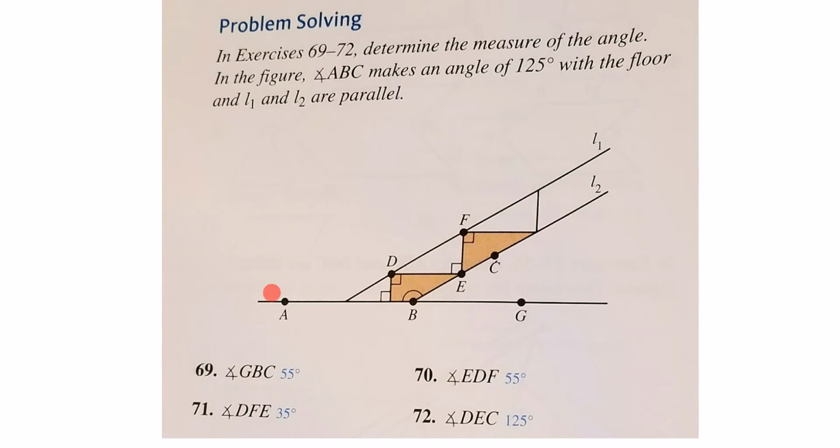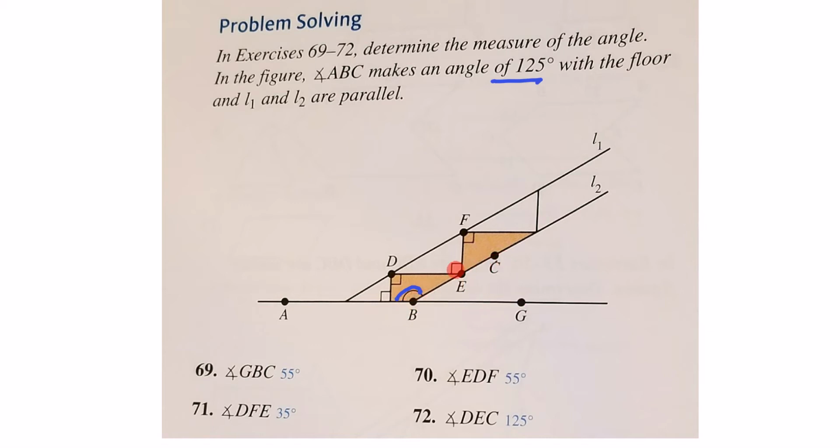Okay, so ABC, we know that measures 125 degrees. So that can be helpful to us. ABC, which is this angle, that's 125 degrees. In 69, we're wanting to know what GBC is. So what is GBC?